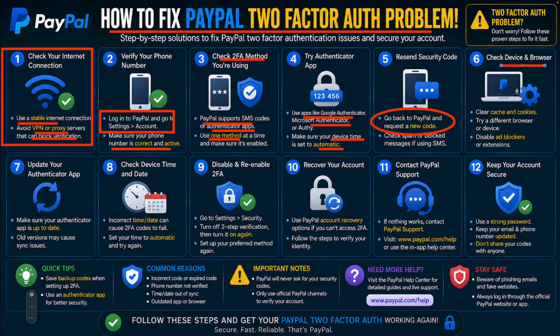If you're using any kind of browser, simply clear cache and cookies or update the Authenticator app. Always ensure that your date and time settings are at automatic. And if nothing works, simply try contacting PayPal support at paypal.com/help.